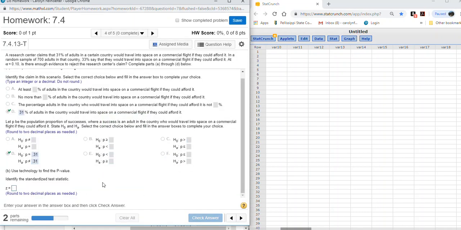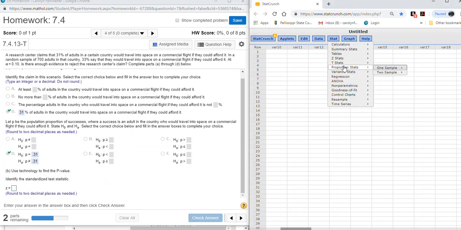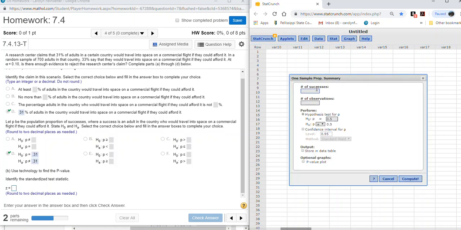The next part asks us to find the p-value and the test statistic. So since this is a proportion, we go to Stat, Proportion Stats, One Sample with Summary. The number of successes is going to be, it looks like we took a sample of 700, and of those 700, 33% said that they would travel into space, so we just need to do 700 times 0.33, and it looks like we have 231 that would travel into space.